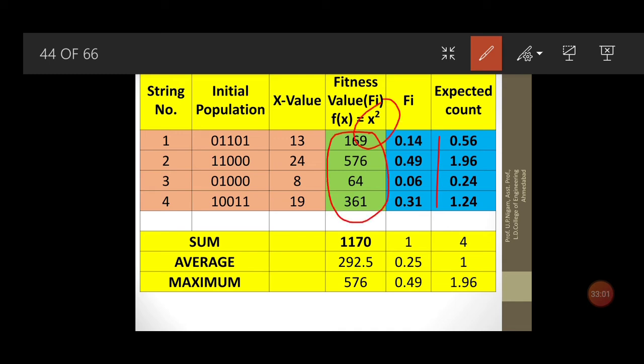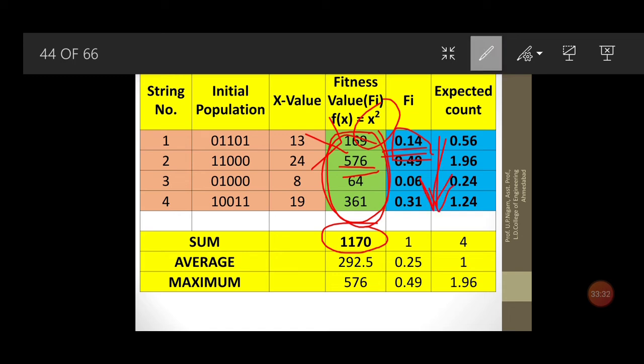Then Fi is calculated. How is this value calculated? How is this blue background value, written as 0.14, calculated? We need to see. Whatever values we are getting, like 169, the sum of all these values is 1170. So 169 divided by 1170 will give us 0.14. The second value, 576, divided by 1170 will give us 0.49. In such a way these values are being calculated.